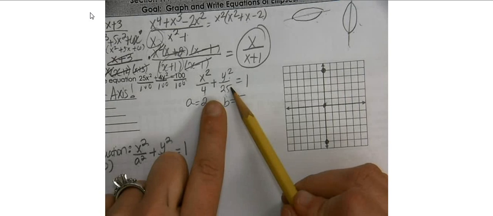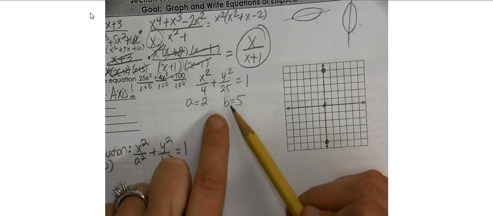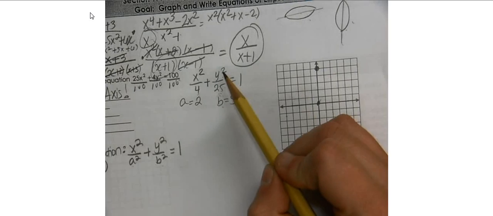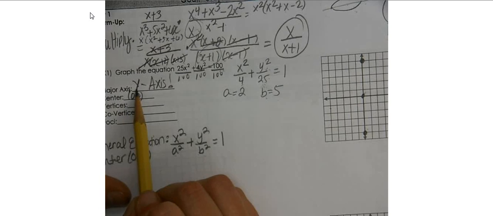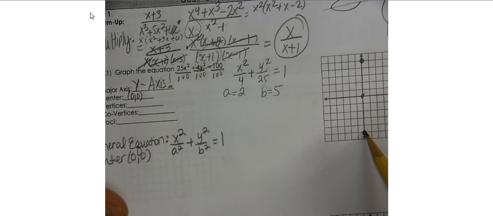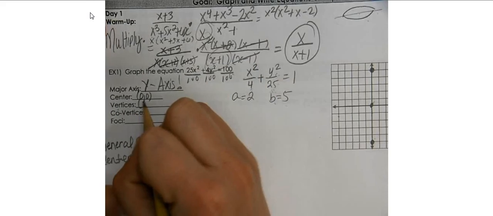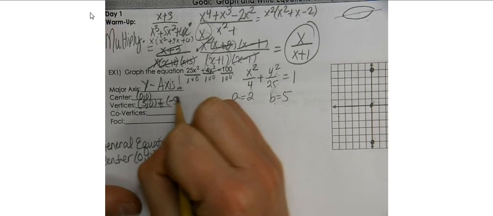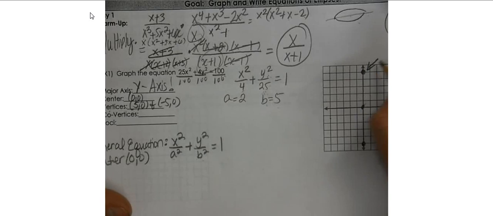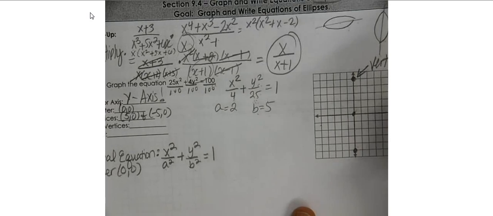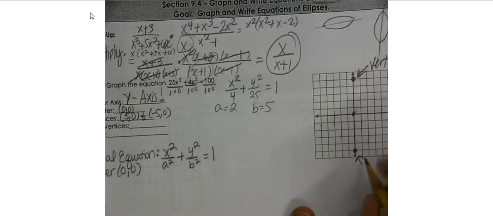Because 25 is below y squared, and the square root of 25 is 5, I'm counting 5 units to the north and south. Because 25 is below y squared, and this is our major axis, these 2 points would be considered our vertices. These would represent our vertices. So this is a vertex. And this point right here would also be considered a vertex.